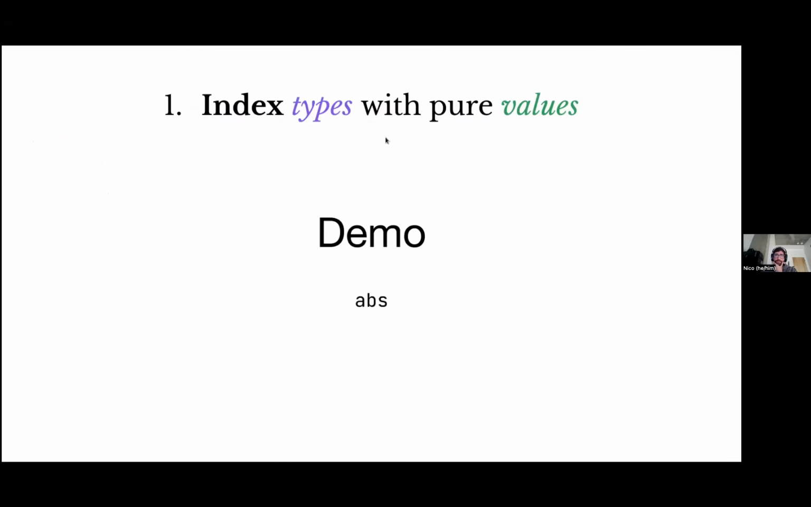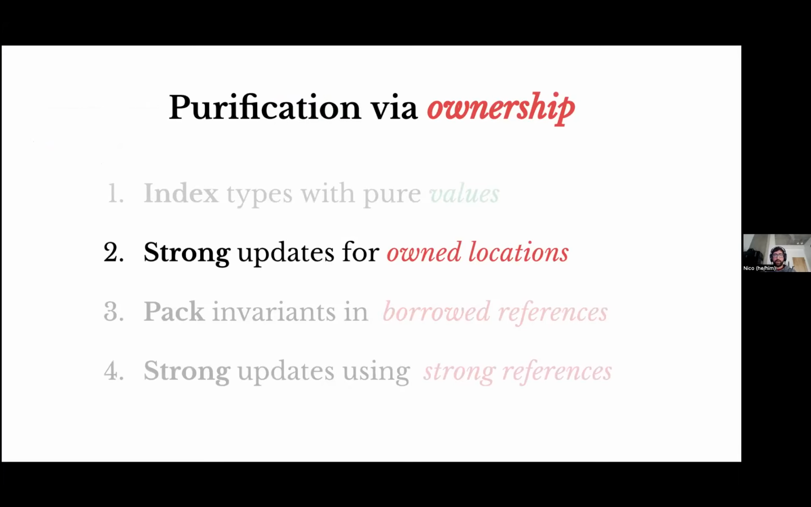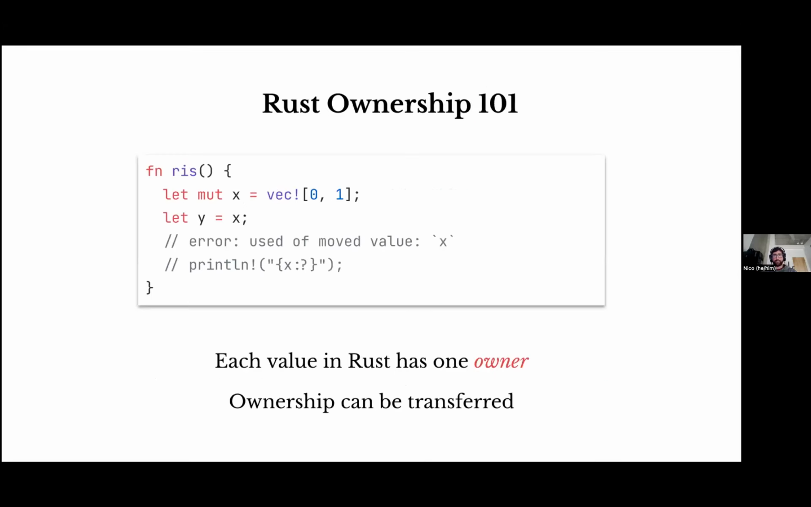Okay, so let's continue. So far I've shown you basically all the refinement mechanisms we have in Flux, and now I'm going to try to explain how the interaction with the ownership mechanism allows us to do verification. So let's start by doing a quick recap of Rust ownership mechanisms.